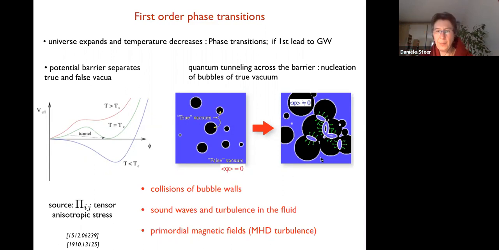Now these expanding bubbles also perturb the plasma in the universe at that time, and they can lead to the generation of sound waves and turbulence in the plasma, and turbulence and the sound waves also can lead to gravitational waves. And there could also be primordial magnetic fields.